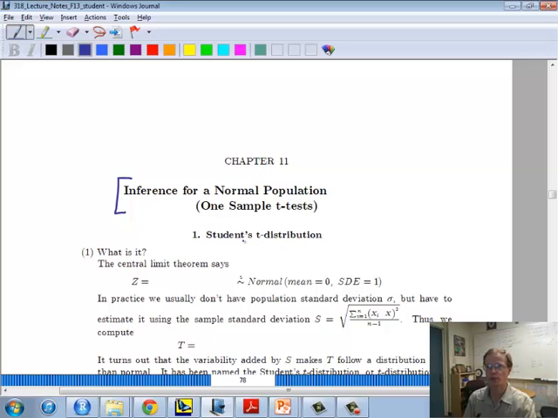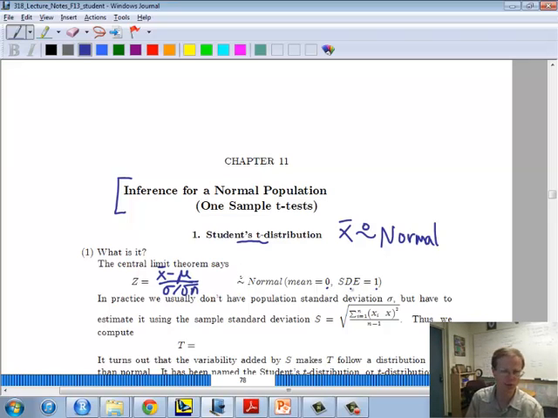We're going to start off here with a thing called the student's t-distribution. Now, what we had last time was x bar is approximately normal. That being the case, we're going to dig a little bit deeper. If you took your x bar and converted it into a z, then that would look like x bar minus the true mean divided by sigma over root n, that is the standard error, is approximately normal with mean zero and standard deviation, or standard error, of 1.